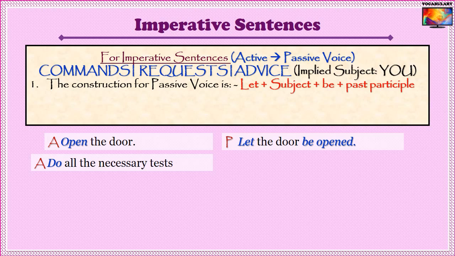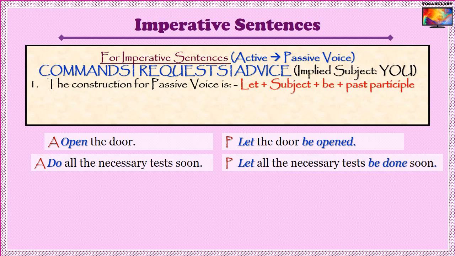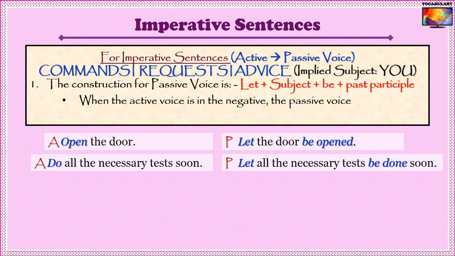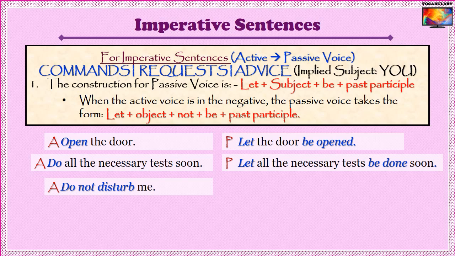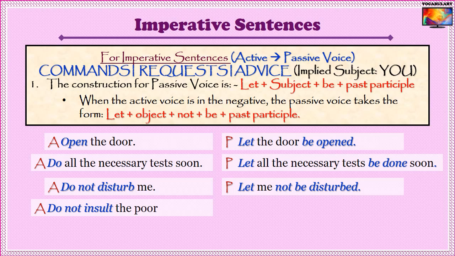Do all the necessary tests soon. Let all the necessary tests be done soon. When the active voice is in the negative, the passive voice takes the form let plus object plus not plus be plus past participle. For example, do not disturb me. The passive looks like let me not be disturbed. Do not insult the poor. Let the poor not be insulted.